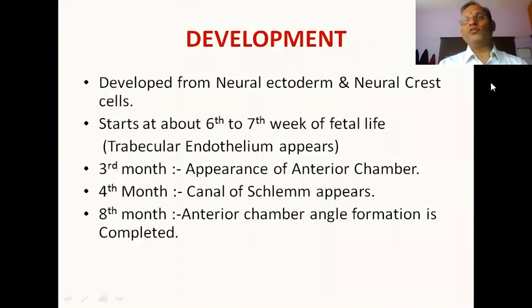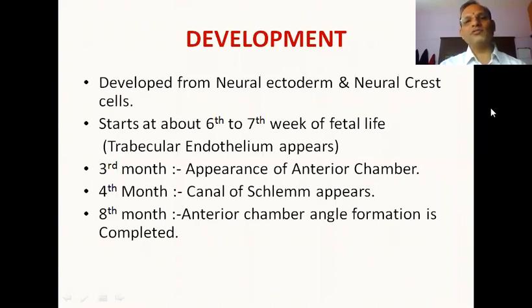Now we should know the development of the anterior chamber angle, because there are certain developmental anomalies which are responsible for the congenital glaucomas. Development usually takes place from the neuroectoderm and neural crest cells. It starts at 6 to 7 weeks of fetal life, and the trabecular endothelium is the first to appear. Then in the third month, the anterior chamber appears, slowly invaginating and forming a chamber-like structure. In the fourth month, the canal of Schlemm appears.